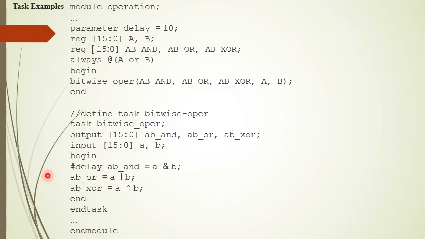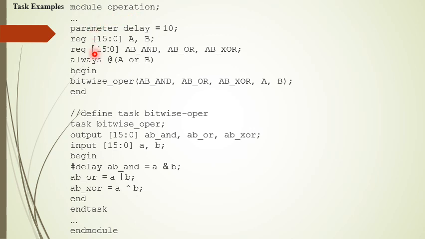We look into an example of a task. This module, named operation, is going to perform three operations, that is AND, OR and XOR, of the two 16-bit operands A and B. So these operations we intend to perform in the task. Okay, so this is the main module. You see this module name is operation.